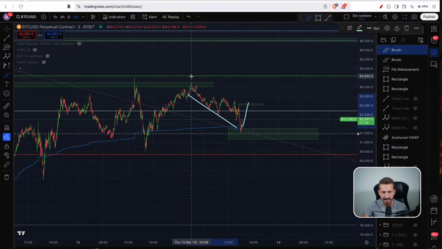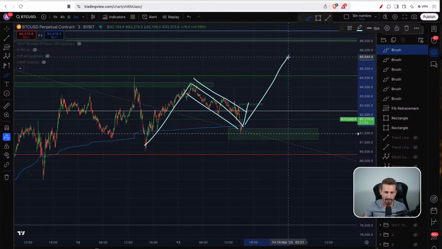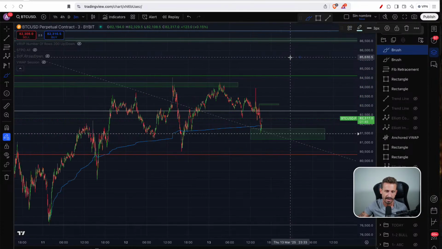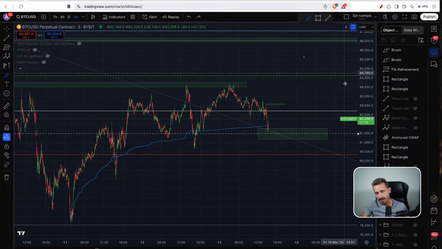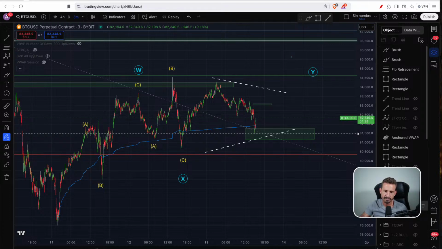This is looking very corrective, and I would be leaning either in the ABC, or we are forming the triangle. It's another option, but of course we're leaning with the highest probability option. First of all would be the ABC. And then once we range for the next 24 hours, then I will take into consideration that we are forming the triangle. Okay, but first of all, we need a lower high and then another higher low. For the moment, we are speculating on this one.